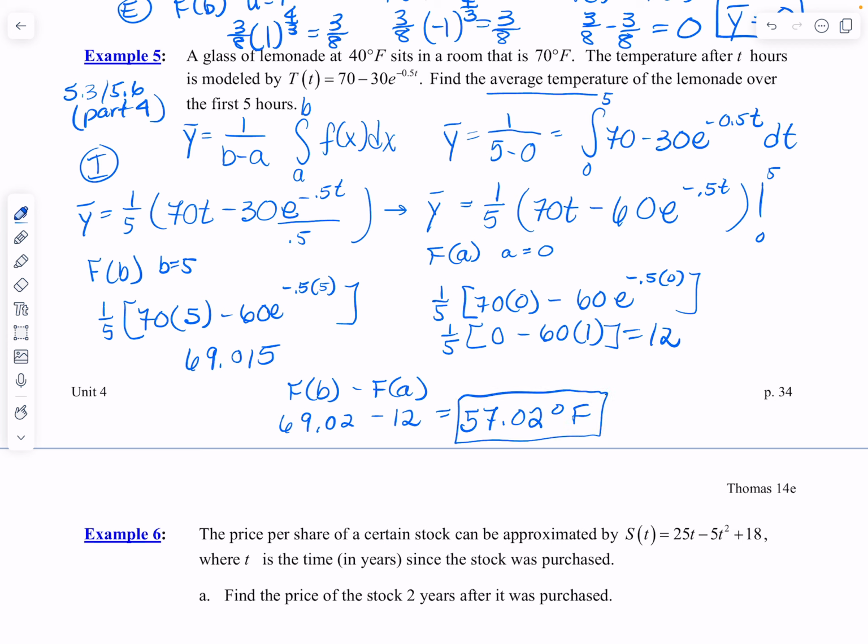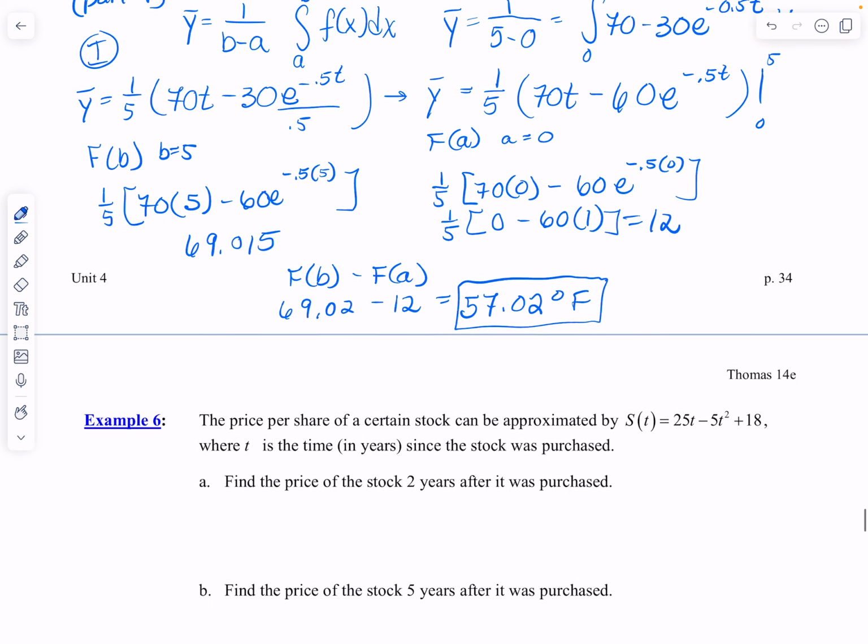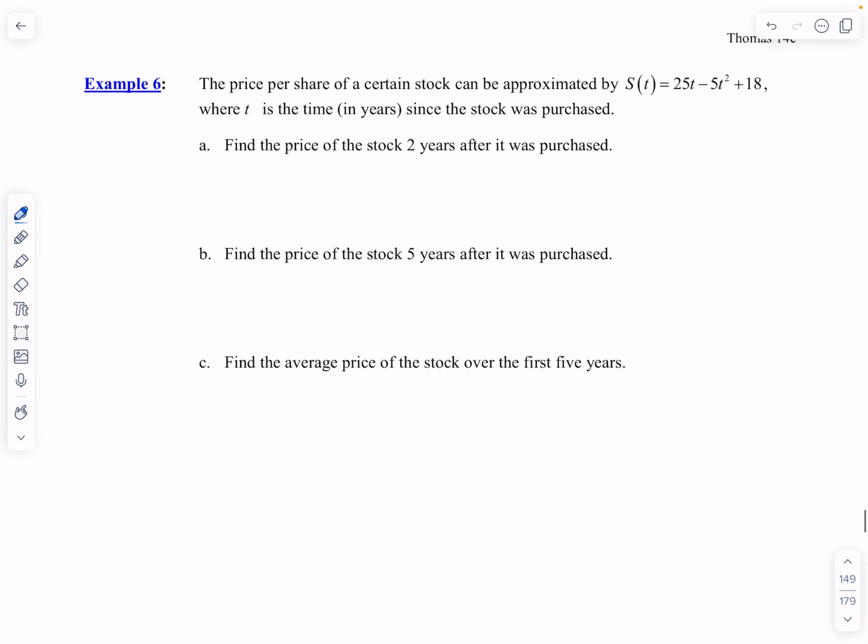Okay, so let's go ahead and do the next one. Example 6. The price per share of a certain stock can be approximated by S(t) = 25t - 5t squared + 18, where t is time in years since the stock was purchased. Part A, find the price of the stock 2 years after it was purchased.